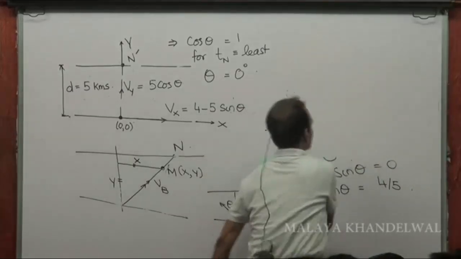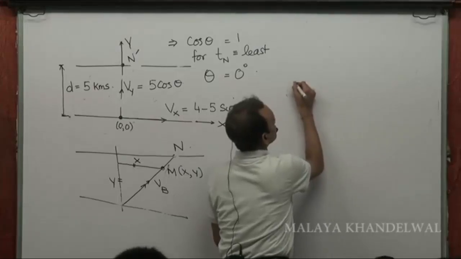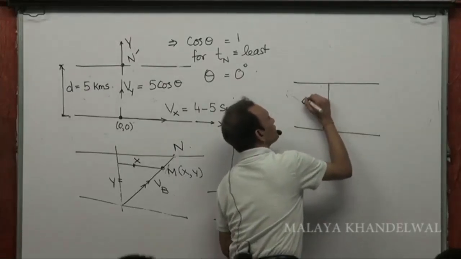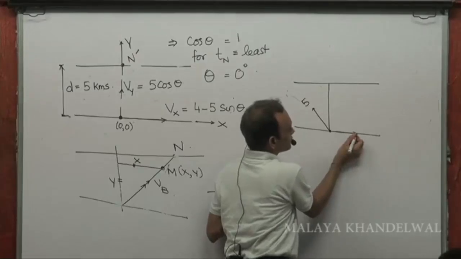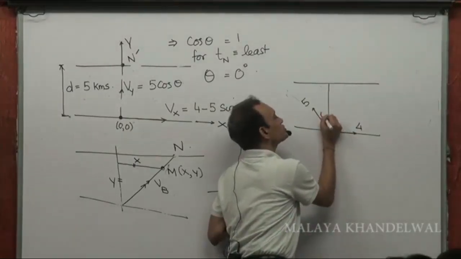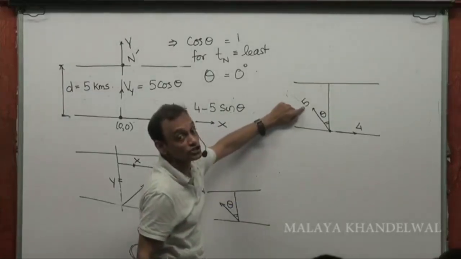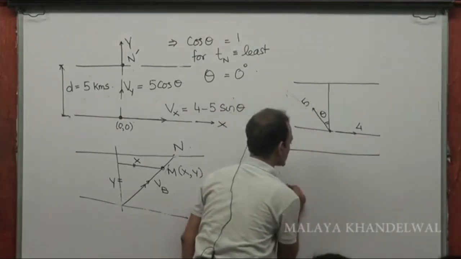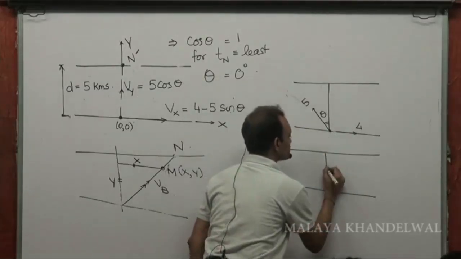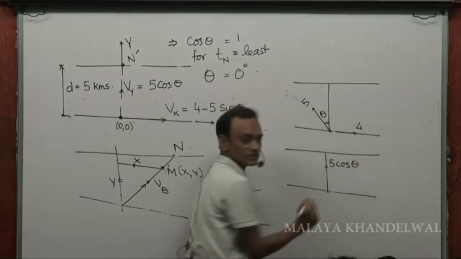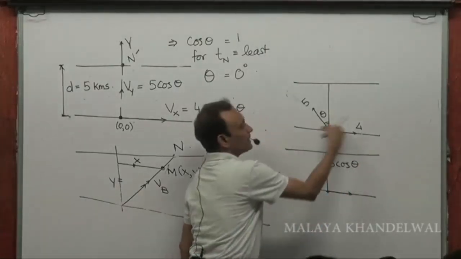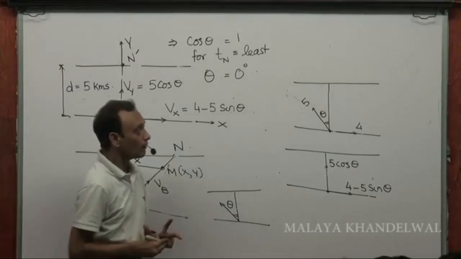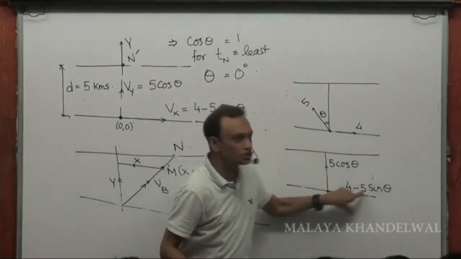I'll explain. Look. This is the relative velocity of the boat, which is 5 kilometers per hour like this. This is the velocity of the river, which is 4 kilometers per hour like this. And he is attempting to steer at an angle theta. This is not the absolute velocity, this is the relative velocity. If to this velocity I add this velocity, I get the absolute velocity, right? So now, the resultant of these two vectors is a vector 5 cos theta like this, and a vector 4 minus 5 sin theta, right? Clear? This causes vertical drift, this causes horizontal drift.